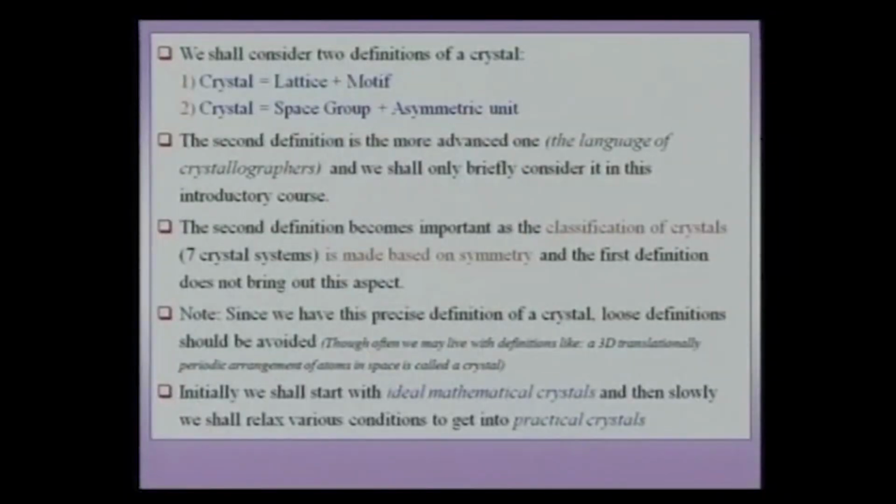So let us try to track the keywords which we had dealt with. The first definition we had given, the important definition, was that a crystal is a lattice plus a motif. So there are two keywords here, and let me write them down on the board for your continuous reference.